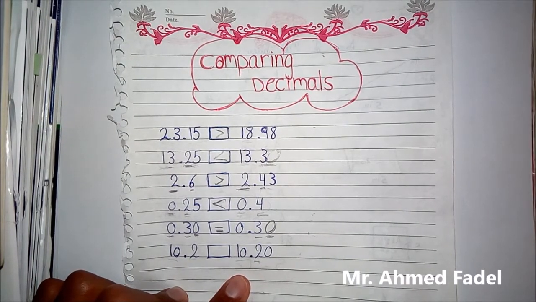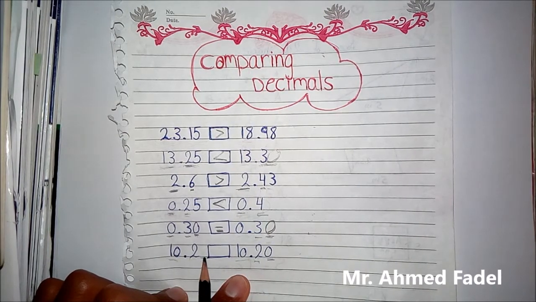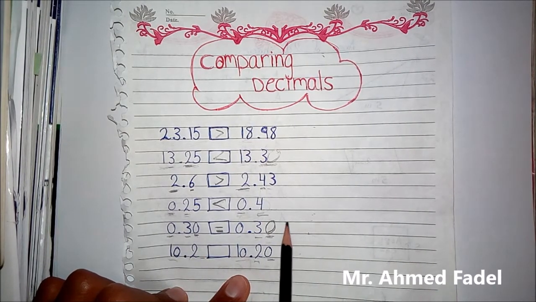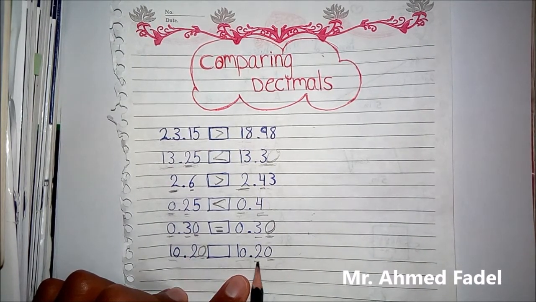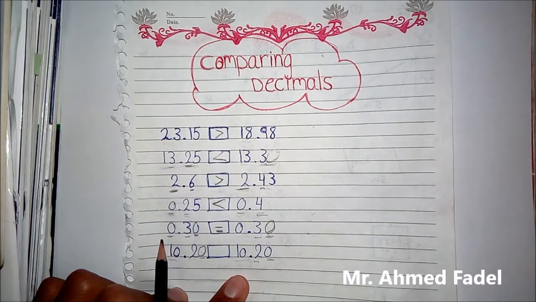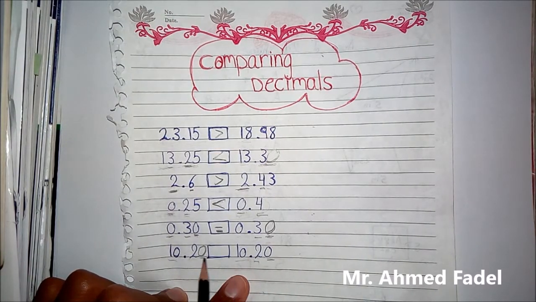Then she decided to compare the second digit. She found that it's 0 here and nothing here. And also she remembered what happened in the question before, that nothing after the decimal point means 0. So it's 20 and 20. So they found out that 10.2 is equal to 10.20.